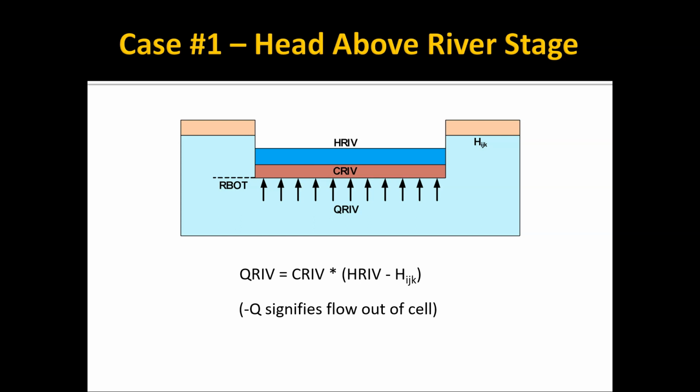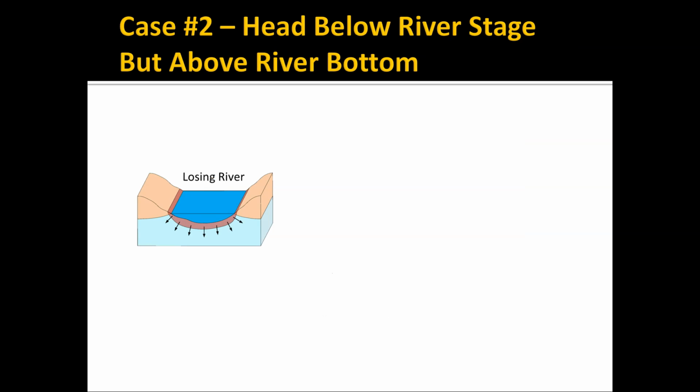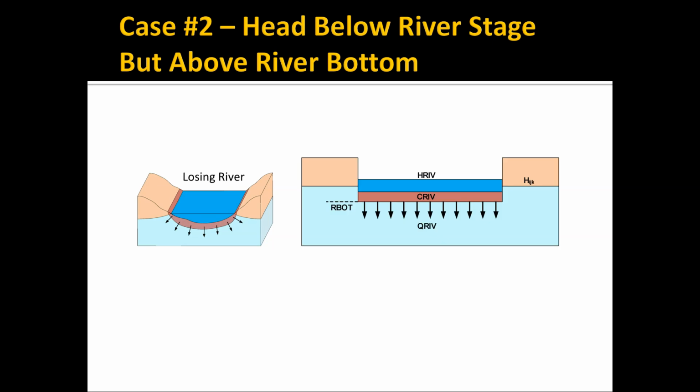Now, case number two, we have a losing river, and that means the head is below the river stage but above the river bottom elevation. So if you can see my cursor here, the head is below this HRIV value and above RBOT.